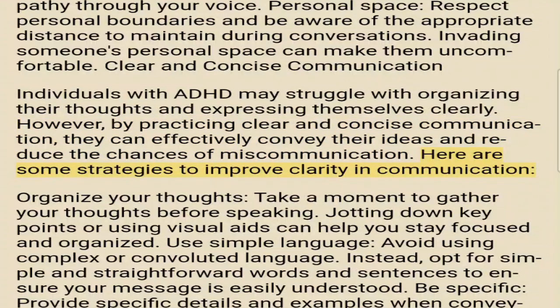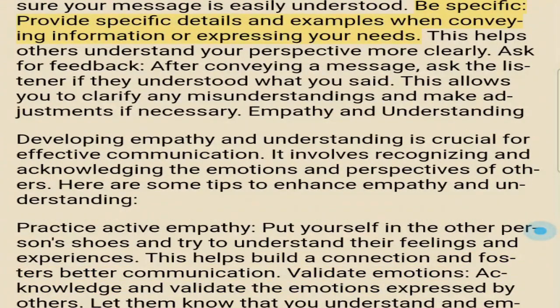Here are some strategies to improve clarity in communication. Organize your thoughts. Take a moment to gather your thoughts before speaking. Jotting down key points or using visual aids can help you stay focused and organized. Use simple language. Avoid using complex or convoluted language. Instead, opt for simple and straightforward words and sentences to ensure your message is easily understood. Be specific. Provide specific details and examples when conveying information or expressing your needs. This helps others understand your perspective more clearly. Ask for feedback. After conveying a message, ask the listener if they understood what you said. This allows you to clarify any misunderstandings and make adjustments if necessary.